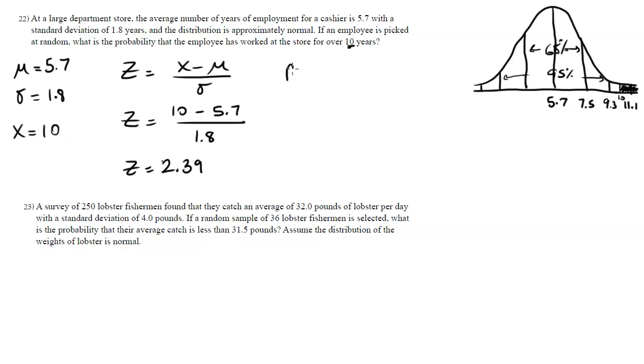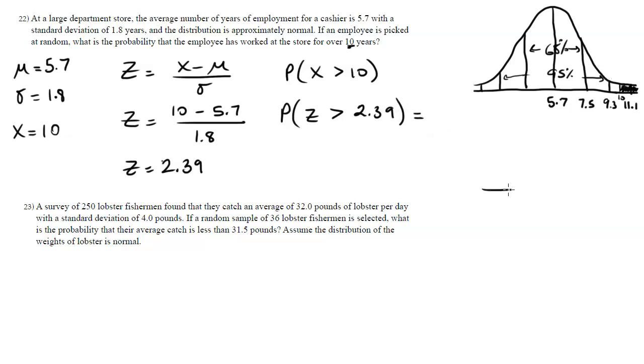So what this problem was asking is the probability that this worker worked more than 10 years. When I standardize this, now what I'm asking is, what's the probability Z is greater than 2.39? These are exactly the same. This is in our real world values. These are in our standardized values.